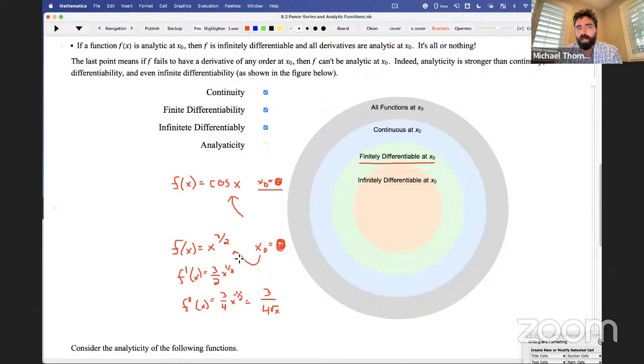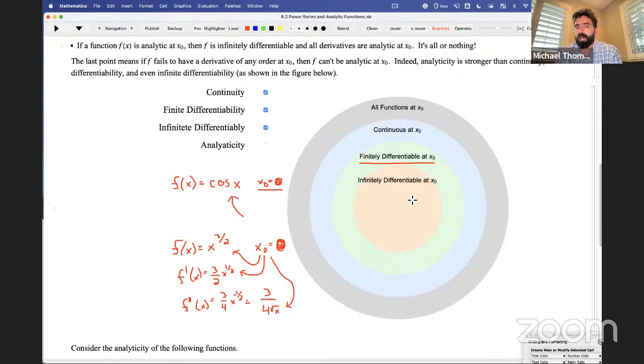It works if you plug it in there. Makes sense. But does it work if you plug it in the second derivative? No. So this is only finitely differentiable. It's only differentiable in this case 1 time. So that would fall into the green area, but not in the orange area.